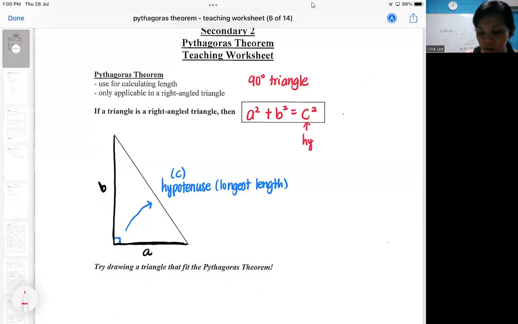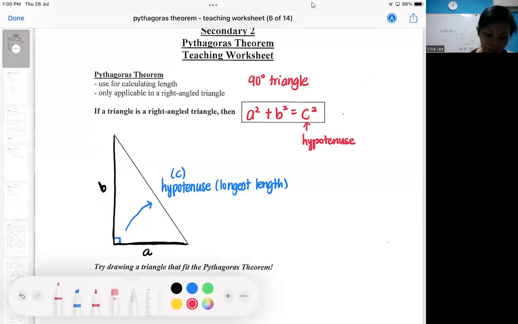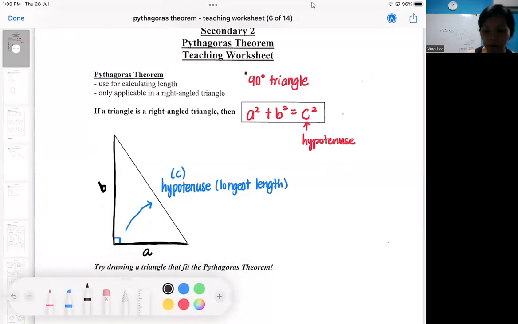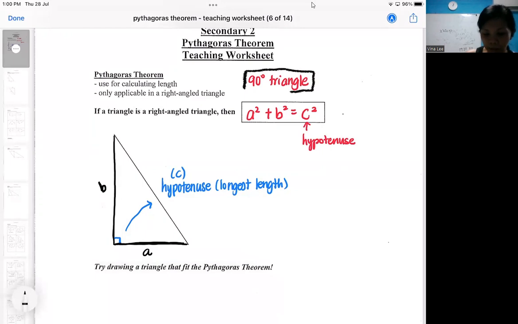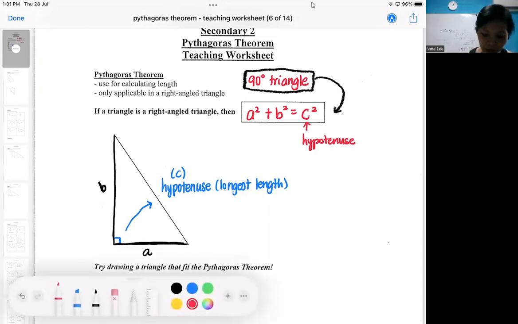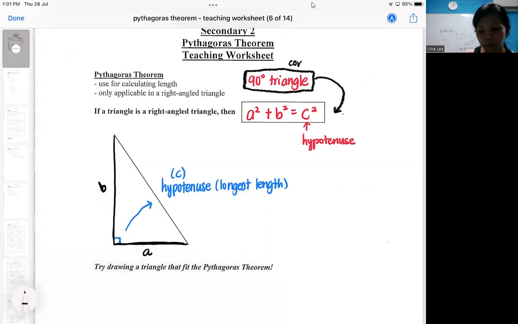So this part here is the hypotenuse. If you don't set up this part correctly, your whole Pythagoras theorem formula is wrong, so your length will be calculated wrongly. Okay, so I repeat first: because of the 90 degree, we are able to use this formula. The condition is it must be a 90 degree, then you can use the formula.